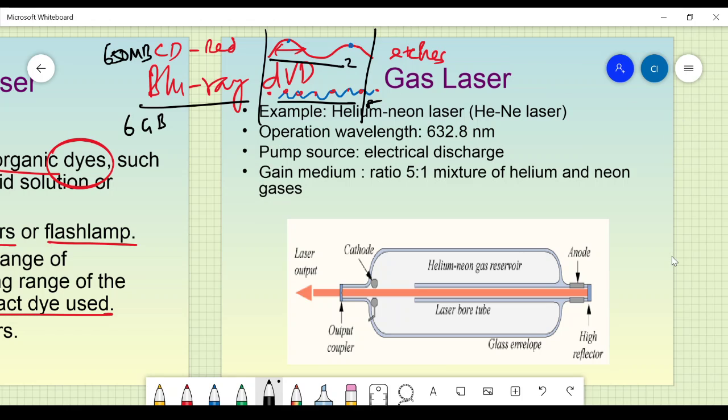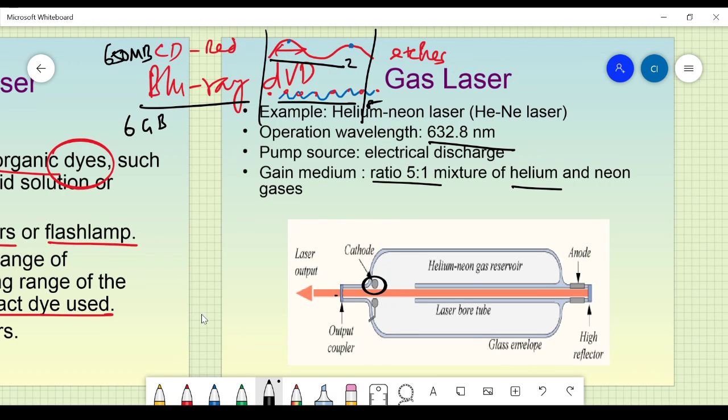Another example for reference is the HeNe laser. Operational wavelength is 632.8 nm. Pump source is electrical discharge. Gain medium is a gaseous mixture of helium and neon. You can see the reflective mirrors there. Some pumping source will be there, then some amplification medium, and then the reflective mirrors. Here they are using the cathode as the source of the atoms or the electrons for the pumping.